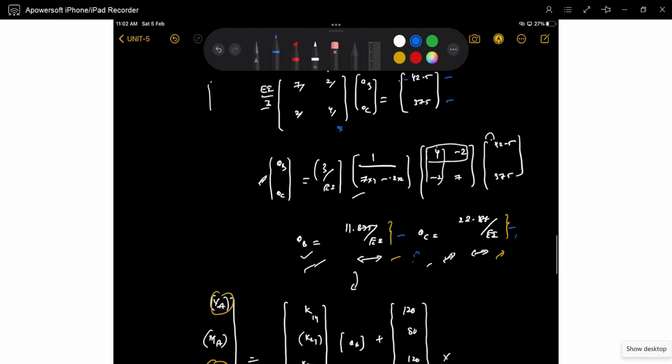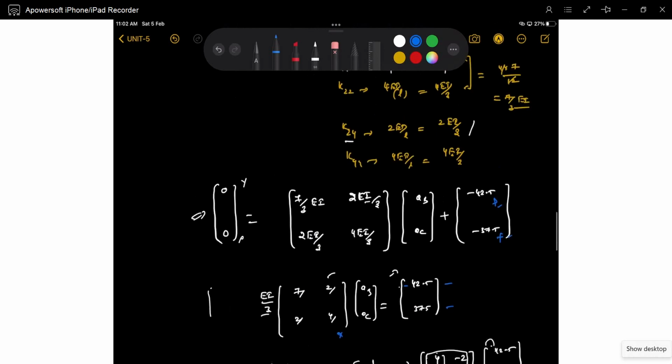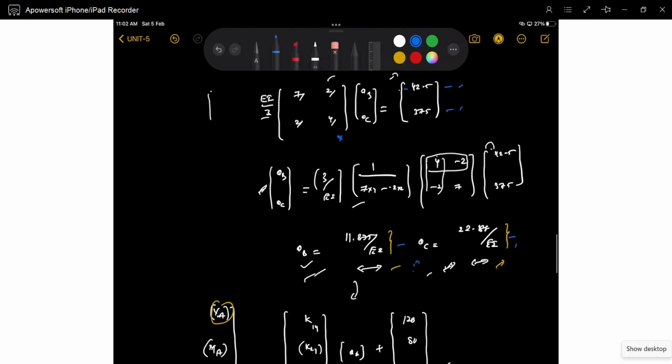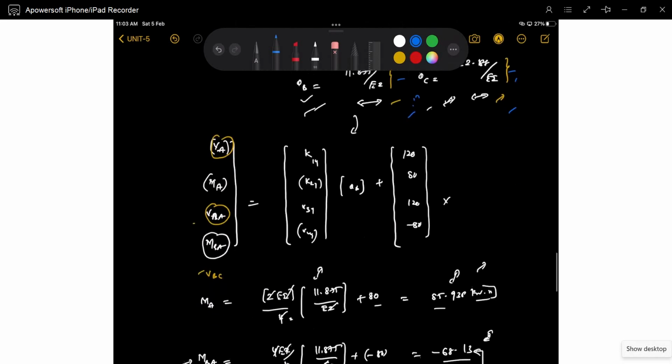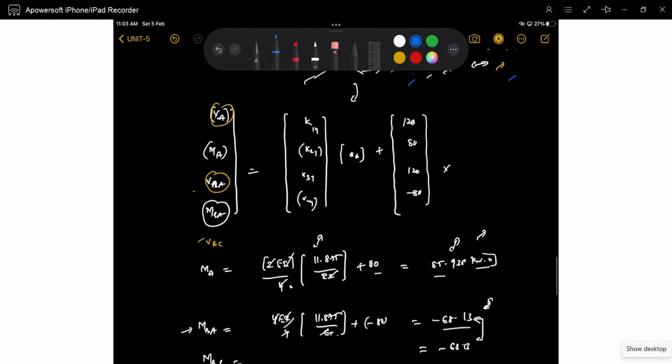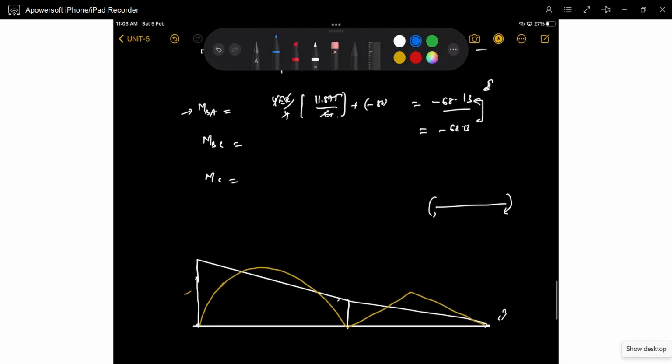Negative means anti-clockwise. If you take clockwise as positive and anti-clockwise as negative, these two values you will get as positive values. Here you will get negative, here you will get negative. Negative means anti-clockwise. The deformation shape also does not change. Understood? So this value is negative, this value is also negative, and this value will be negative. Negative means anti-clockwise. Same thing.